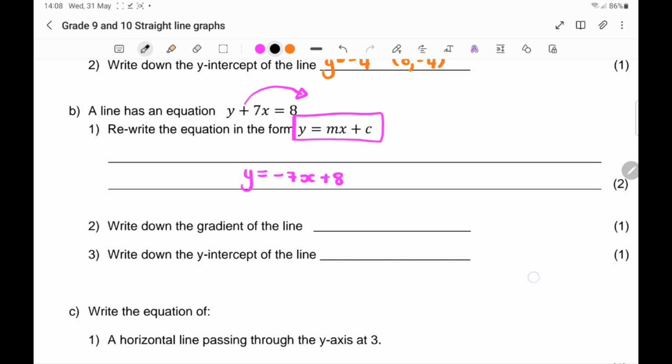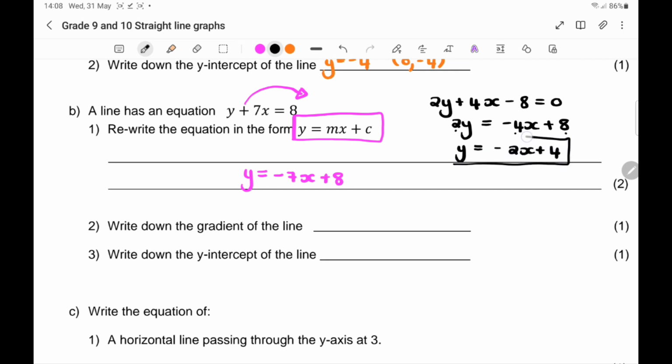Just want to quickly show you another one. What if I had 2y plus 4x minus 8 equal to 0? Then you want to get y alone: 2y = -4x + 8, and then you divide by 2 throughout so that you get y alone. And this is your equation that you're going to work with. All right, so just be mindful of those if it's not in the cookie cutter mold, y is equal to.